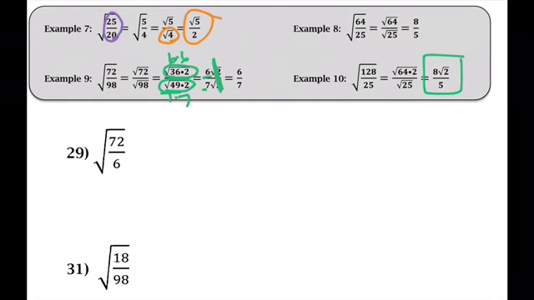There's no fractions under the radical. There's no radicals in the denominator. And so all of the rules are satisfied. So let's try a few examples.